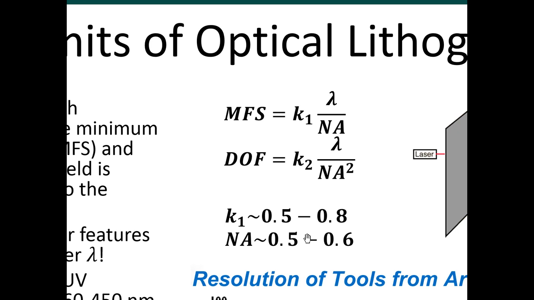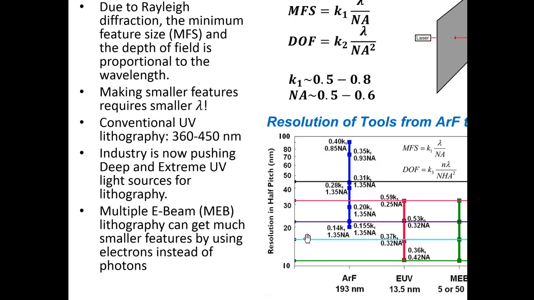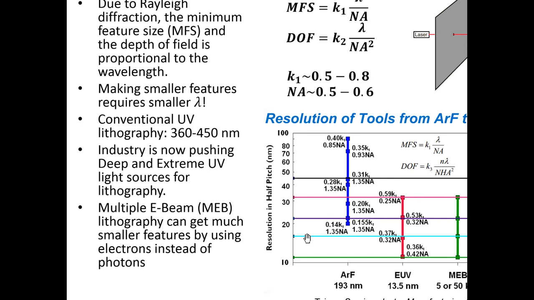Now, if we just talk about minimum feature size, you can see that one of the ways we can reduce it is by just using a smaller wavelength of light. And this is what the industry has been pushing for the last 10 to 15 years especially. So making smaller feature size requires a smaller lambda. Conventional ultraviolet lithography started around 360 nanometers all the way up to 450 nanometers. Well, 450 is actually in the blue light range, but it was starting off with 360 to 400 nanometers. Now industry has been pushing for what's called deep UV, extreme UV.